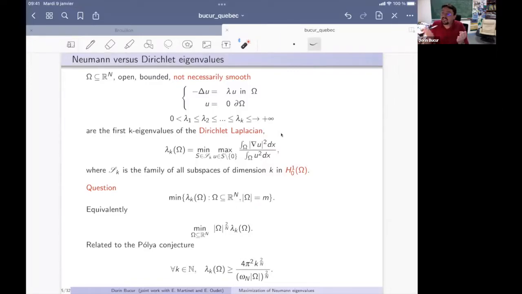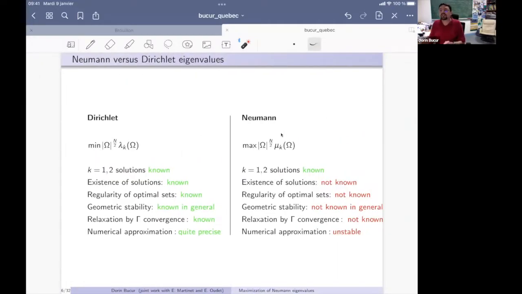So now for this problem, Dirichlet boundary condition, I want to minimize the kth eigenvalue. For Neumann boundary condition, I want to maximize it. The problems look very similar from some point of view, but let me make this comparison here and tell you what is known and what is not known. So here you have Dirichlet boundary condition. You want to minimize lambda_k with prescribed volume. Here you have Neumann, and you want to maximize mu_k with prescribed volume. What is known is the exact solution in the case k equal 1 and 2 in both situations. For k equal 1, the minimizer is a ball, and this is the Faber-Krahn inequality obtained in the 1920s. And for k equal 2, the minimizer consists of two equal and disjoint balls of half volume.